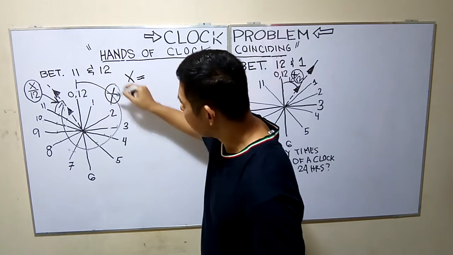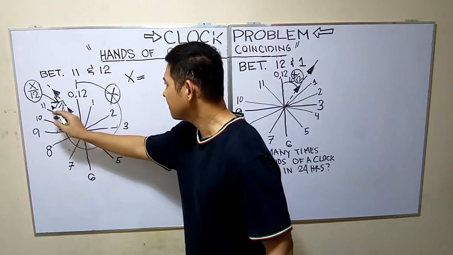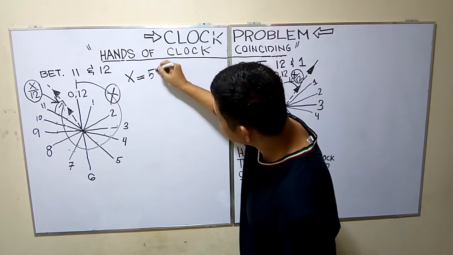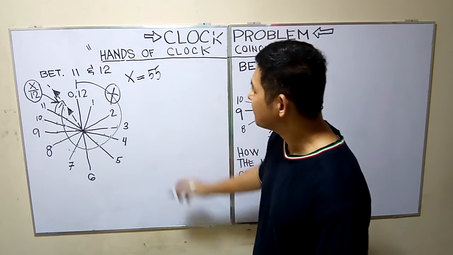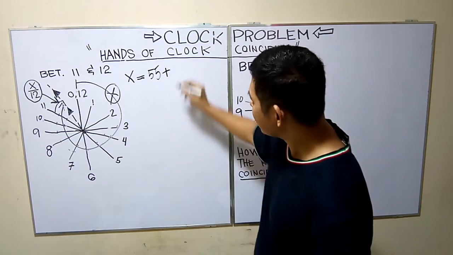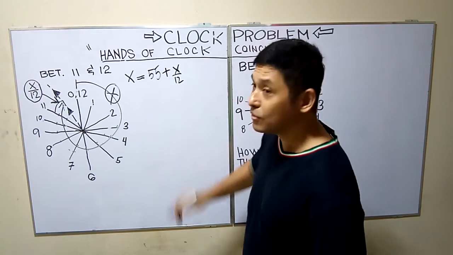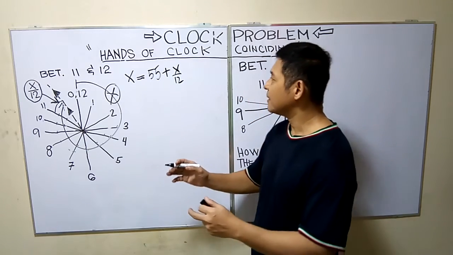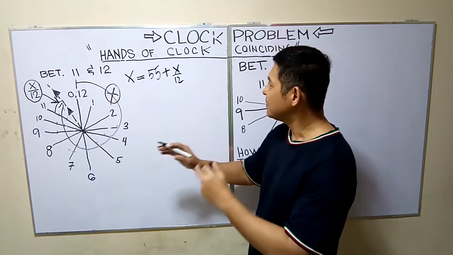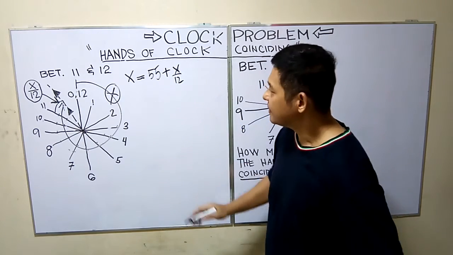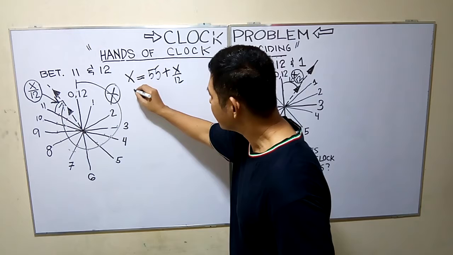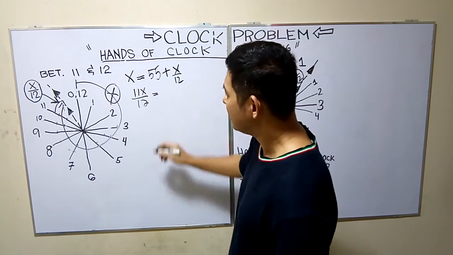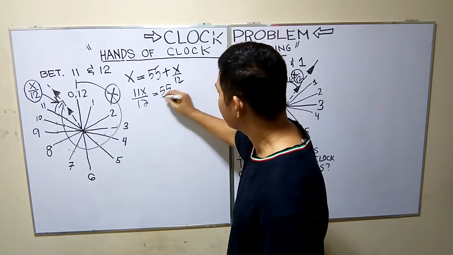Magmula sa reference point hanggang dito sa 11, ibig sabihin ay 55, 11 times 5 plus X over 12. O ito yung unknown number of minute on one part of the clock. So mangyayari, ilipat natin yung X over 12 from right side to left side. What will happen is magiging 11X over 12 equivalent to 55.